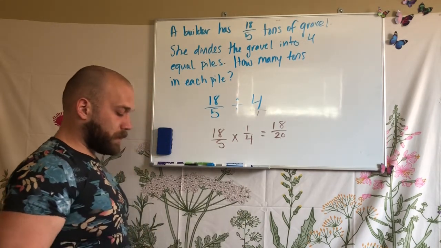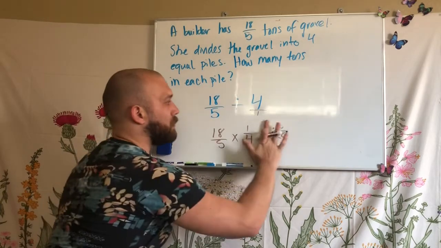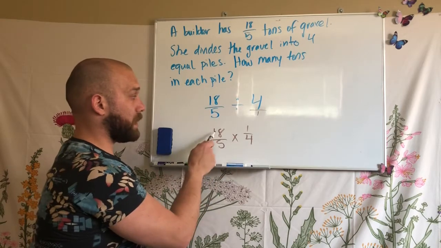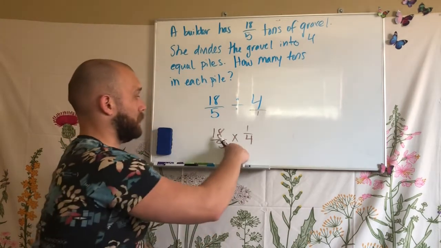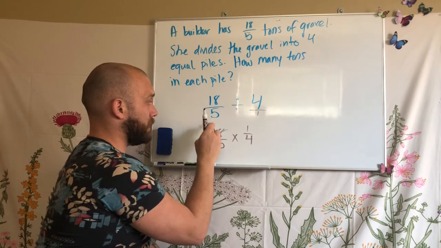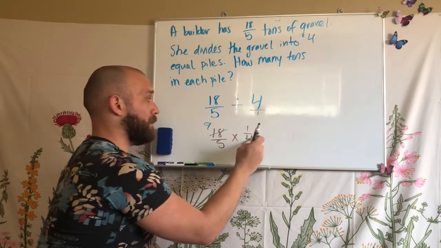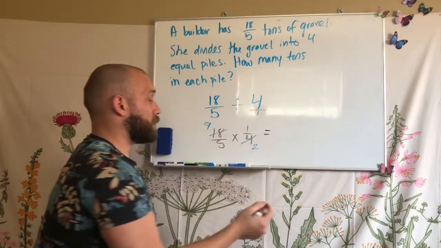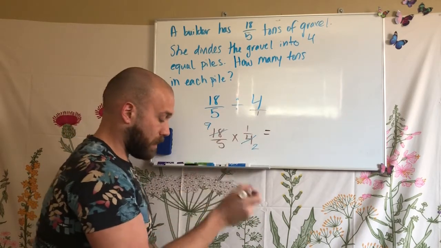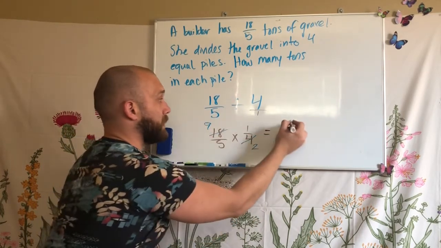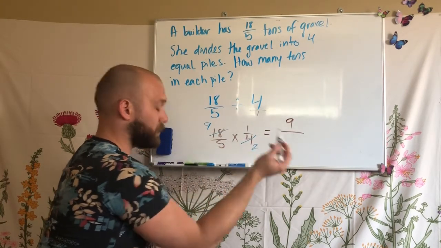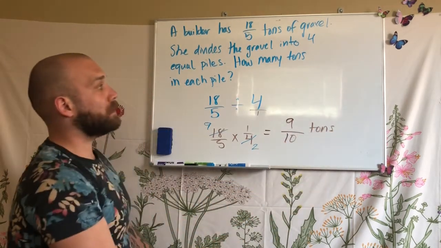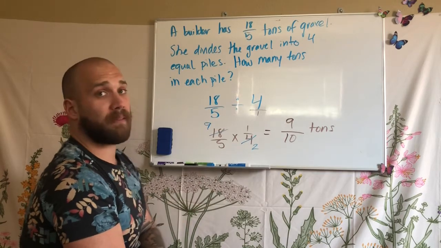So, in order to reduce this, we want to go a step backwards. Before we solve this piece, we know that 2 can shrink both these numbers diagonally. So I know 18 divided by 2 is 9, and 4 divided by 2 is 2. Now I can work it straight across, giving me a smaller fraction. So, multiplying straight across, 9 times 1 is 9, and 5 times 2 is 10. 9/10 what? 9/10 tons. So each pile of the 4 had 9/10 of a ton of gravel in them.